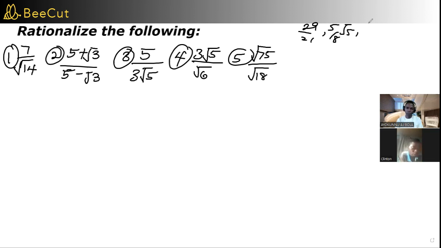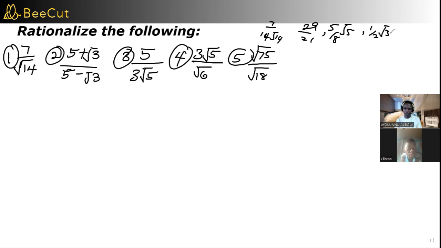Oh, sorry. Because this one is the second one. The second one is 29 over 21. Which one is the first? The first one is 7 over root 14, right? Okay. So the third one is 5 over 8. Yes, yes. Half is what?